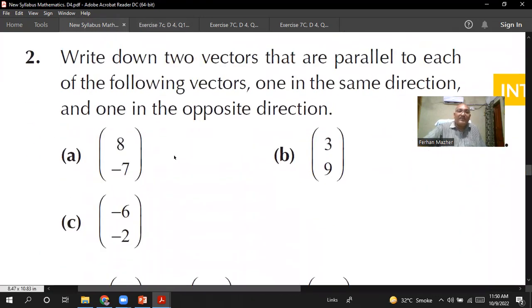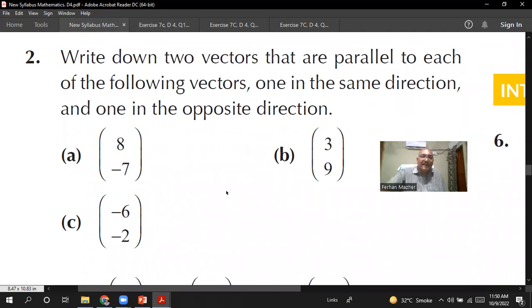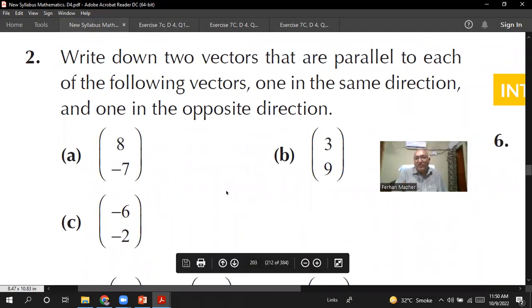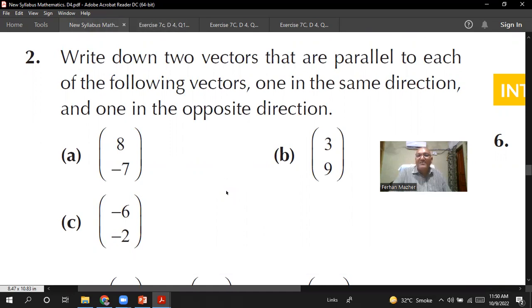Okay, now we have question number 2 of the exercise 7C from the Oxford University Press book of New Syllabus Mathematics 7th edition, book 4. Question number 2. He says, write down two vectors that are parallel to each of the following vectors, one in the same direction, the one in the opposite direction.